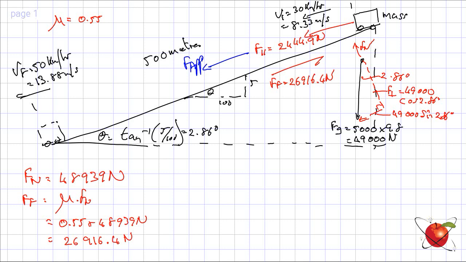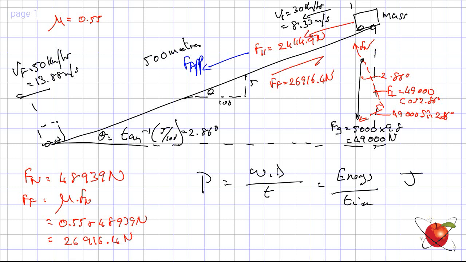We know that the power, let's just go back to black, power is equal to work done over time, or equals energy over time, right? Because it's joules per second. That's how we work out power.